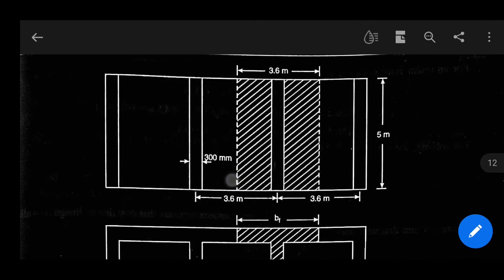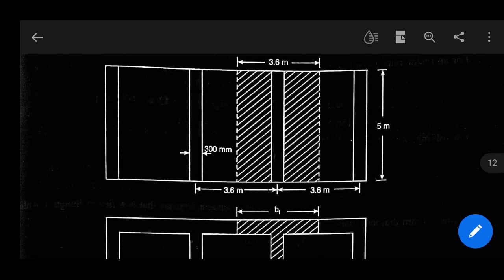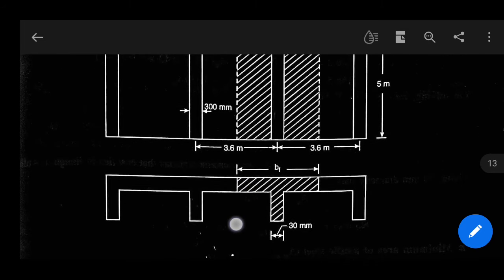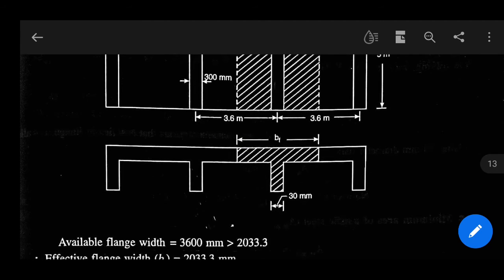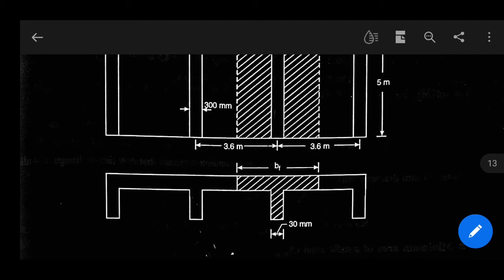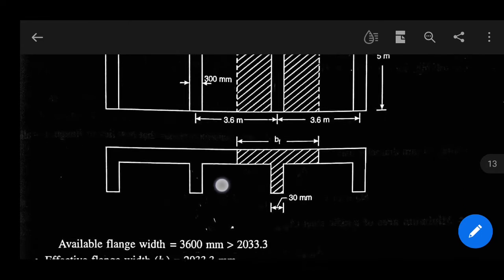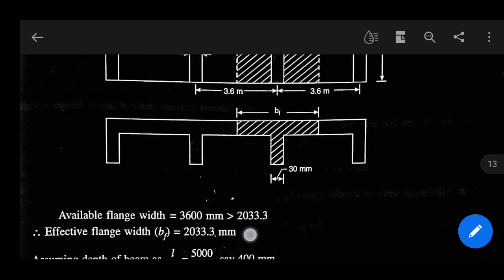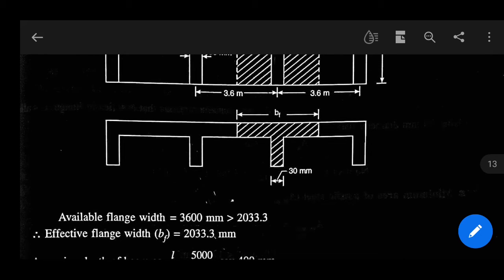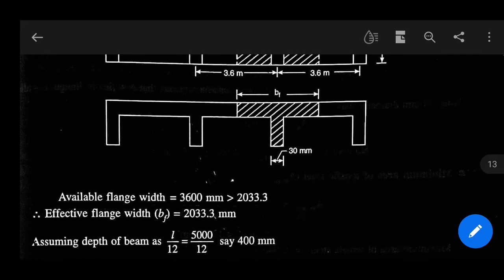So as per question, the diagram will be like this. 300 mm is width of web, center to center distance is 3.6 meter, and 5 meter is length. This is the plan, and this is the cross-sectional view of typical T-beam, which is monolithically constructed with slab. Okay. Now available flange width is 3600 mm, which is greater than 2033.3. Now effective width of flange BF is 2033.3 mm.